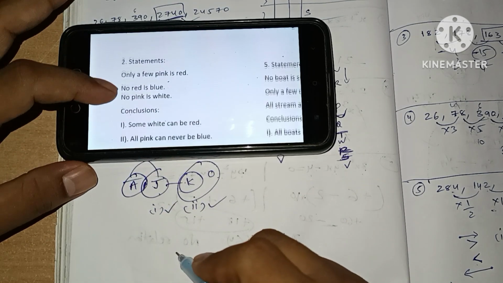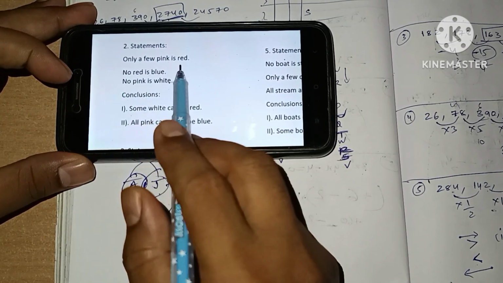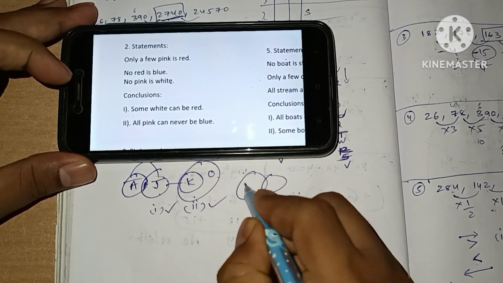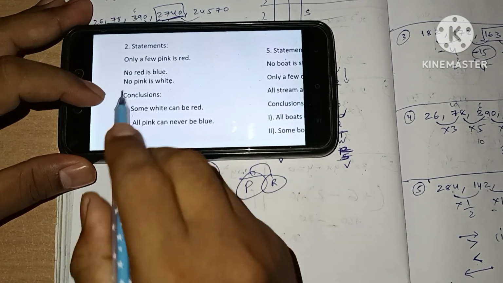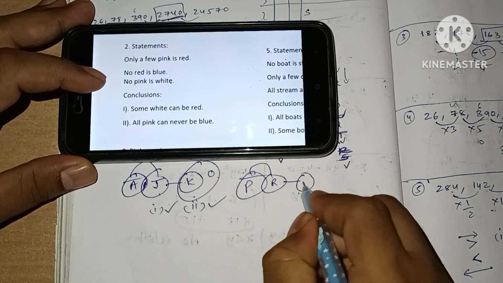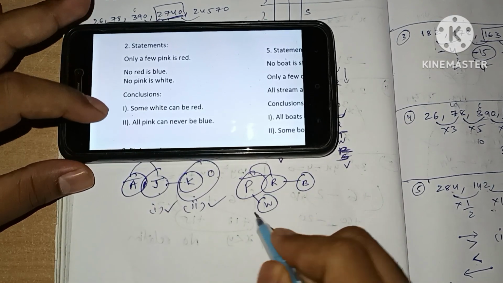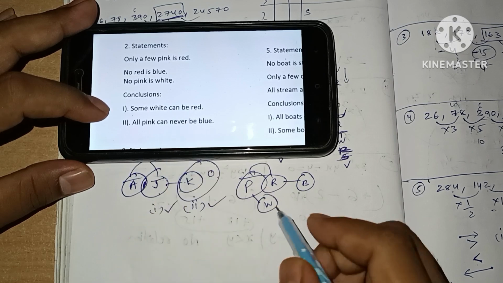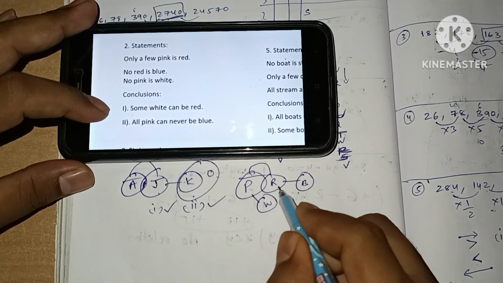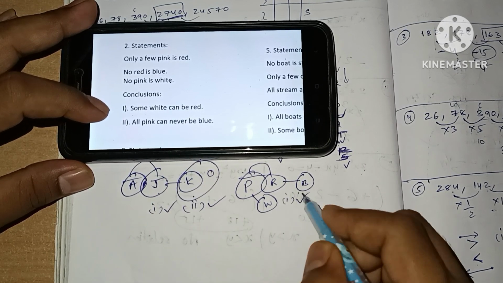Next, second question. Only a few pink is red. No red is blue. No pink is white. Conclusions. Some white can be red. Some part of white can share with red. Yes, it is possible. So first conclusion will be true.